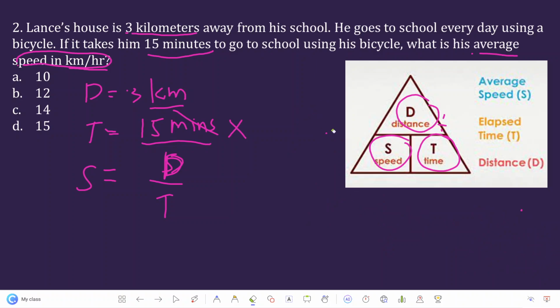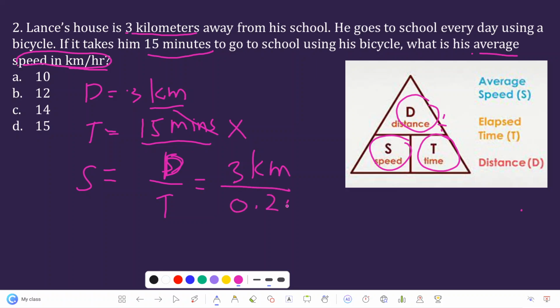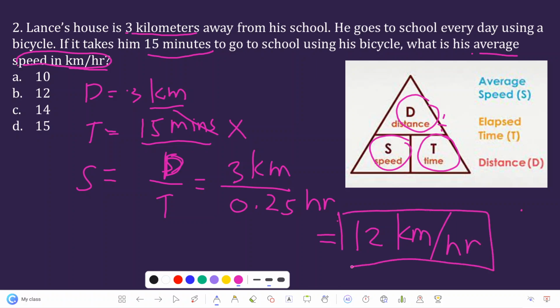So here, distance is 3 kilometers over 0.25 hour. Okay, pwede mo nang ma-divide. So, sa 1, meron kang 4 na 0.25. Dahil 0.25 plus 0.25 plus 0.25 plus 0.25 is equal to 1. So, meron kang 4. So, 4 times 3, this is equal to 12 kilometer per hour. And that is your final answer.